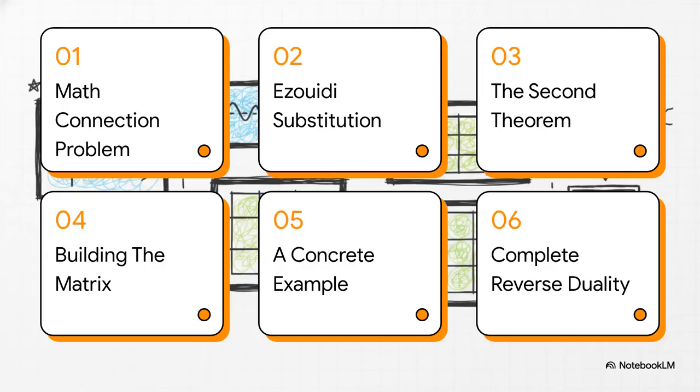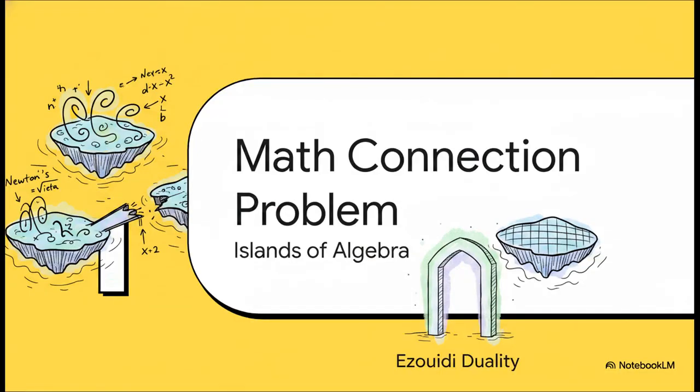All right, here's our blueprint for crossing this bridge together. 1. The math connection problem. 2. The Ezouidi substitution. 3. The second theorem. 4. Building the matrix. 5. A concrete example. And 6. The complete duality. Starting with section 1.